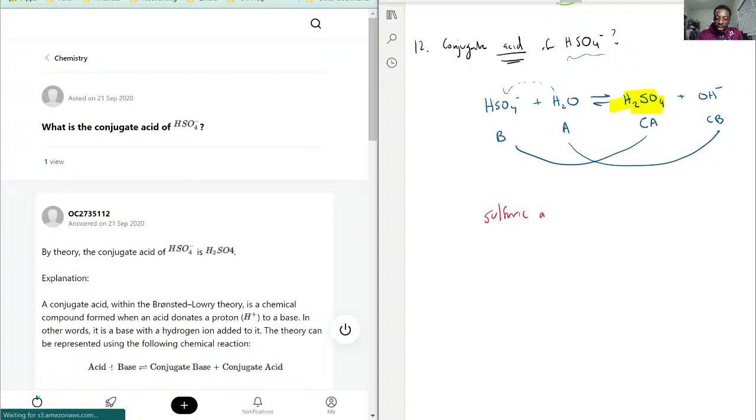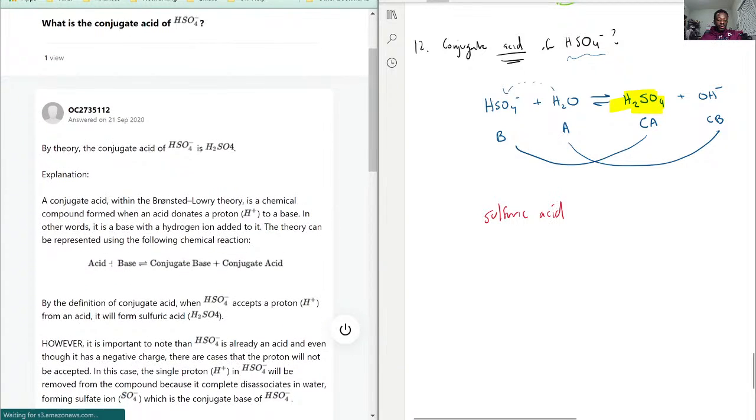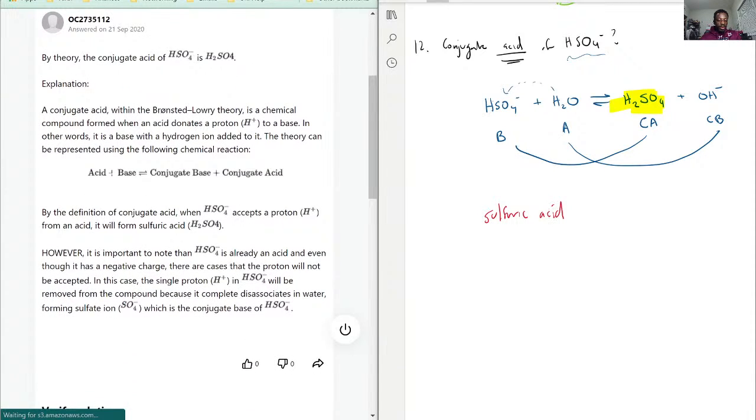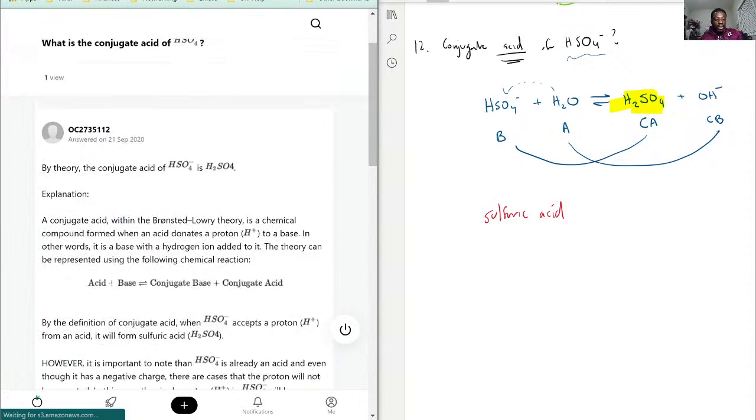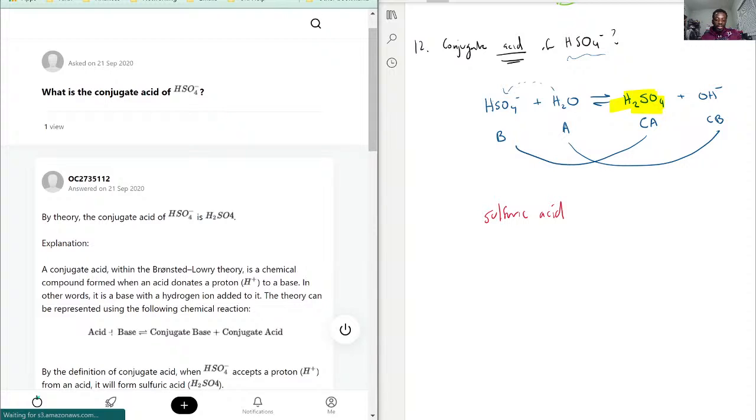So the answer should be sulfuric acid. And the HSO4 minus, if you're curious about its name, would be a hydrogen sulfate ion, I believe. So with that being said, the conjugate acid will be sulfuric acid, H2SO4. Okay, and it's only asking for the conjugate acid.